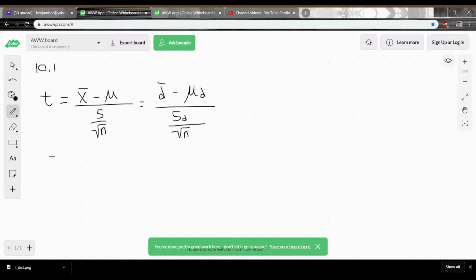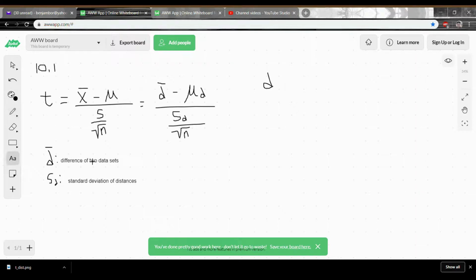So what do these mean? D is the difference of two data sets. Mu d, well, I didn't write that down, but it's the population mean of the difference of our data sets, and we'll see what that means mathematically in a bit. And then sd is also a new thing, and that is the standard deviation of the differences. And I misspoke earlier, just plain d is the difference of two data sets.